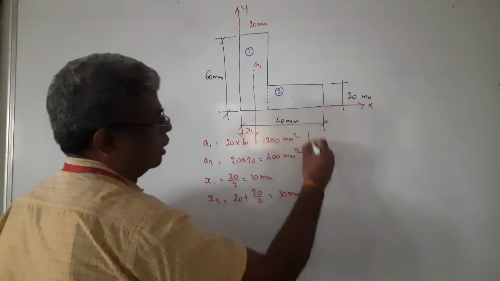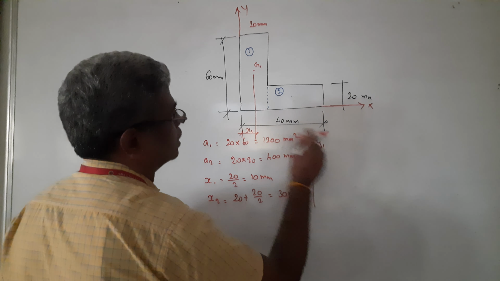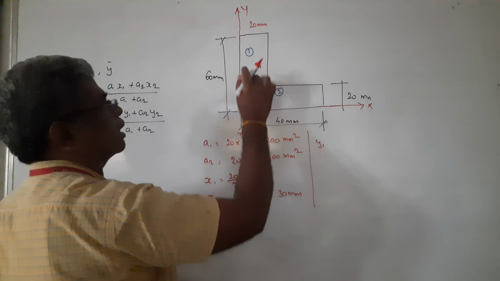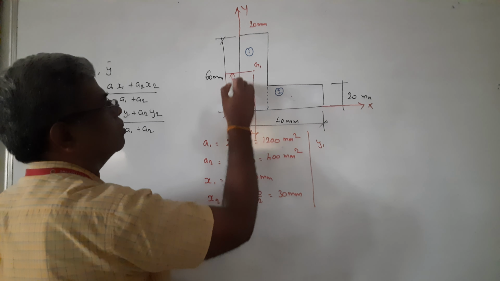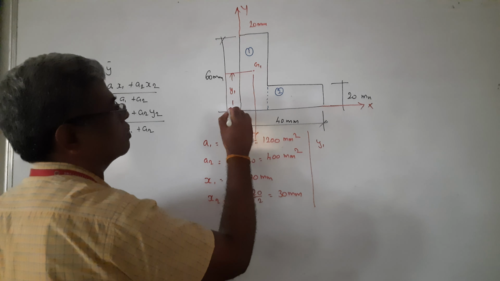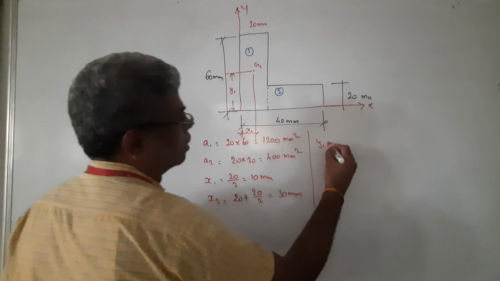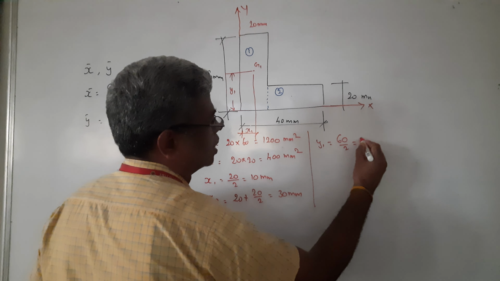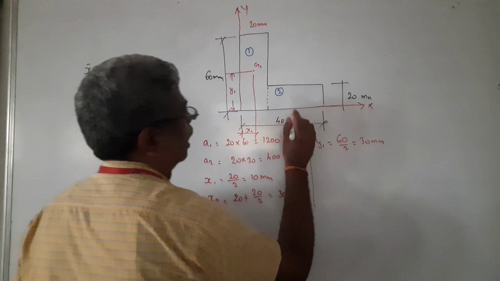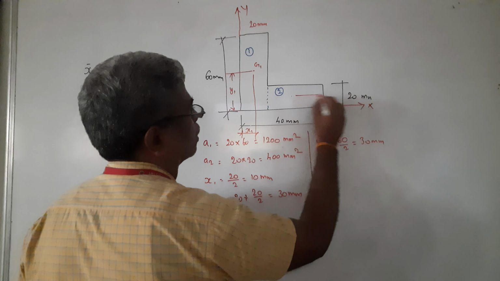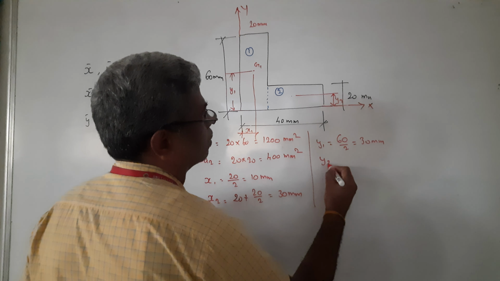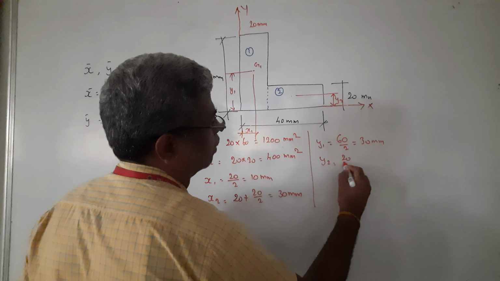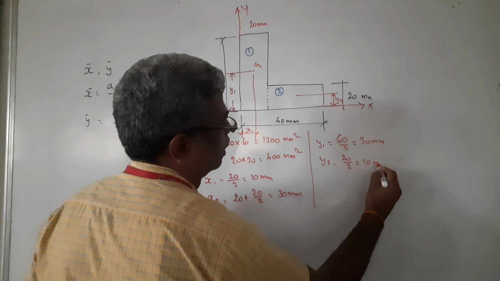is the value of x2. And y1 is the vertical centroidal distance, I mean from the bottommost reference axis to the actual centroid. This is y1. y1 is equal to 60 divided by 2, which is equal to 30 millimeter. And similarly, this is our y2. y2 is equal to half of this, 20 divided by 2, that is equal to 10 millimeter.